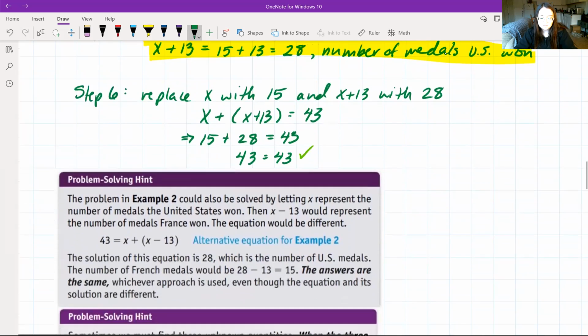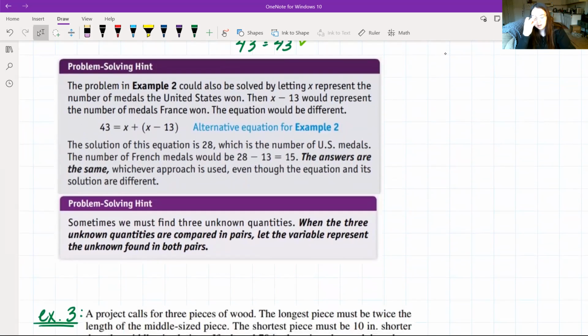And moving on, which we had run out of room, with our problem solving hint. So we have another hint here. Is that the problem in example 2, which we just did, could also be solved by letting x represent the number of medals that the United States won. Then x minus 13 would represent the number of medals that France won. An equation would be different. So this would end up being 43 is equal to x plus x minus 13. So this is another way you could have written that problem.